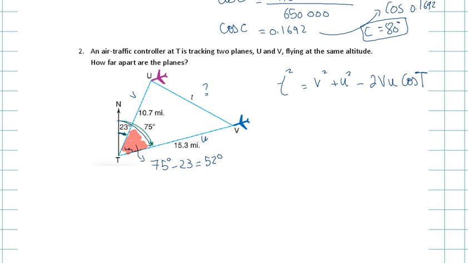Let's look at the information. What is V squared? 10.7 squared plus 15.3 squared minus 2 times 10.7 times 15.3 times cosine 52.